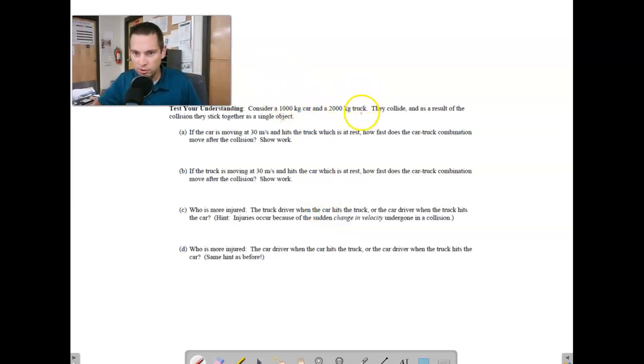Alright, so let's look at this. A 1,000-kilogram car and a 2,000-kilogram truck collide and they stick together. That is so important to know. We have to know that they stick together as a single object, which means our masses combine. Let's remember that conservation of momentum means the initial momentum, or the momentum in the beginning, equals the momentum at the end.